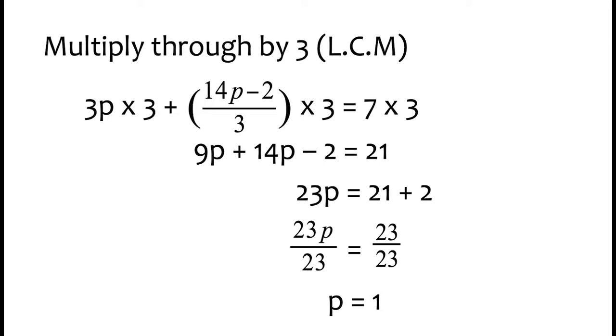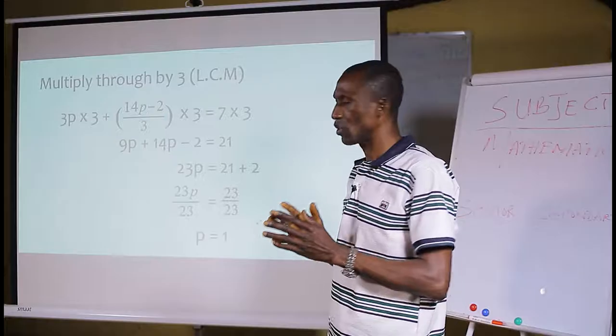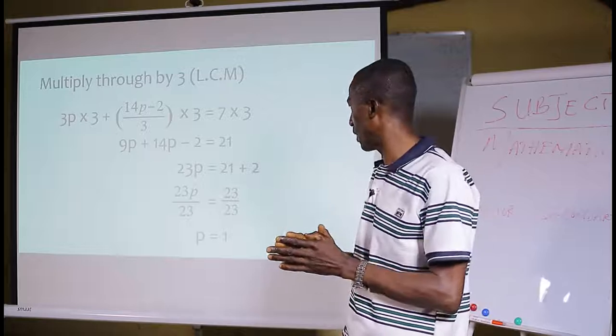Now, 9p plus 14p is equal to 23p. And minus 2 crosses to the right, becoming plus 2. That gives 23p equals 21 plus 2. And of course, 21 plus 2 equals 23.